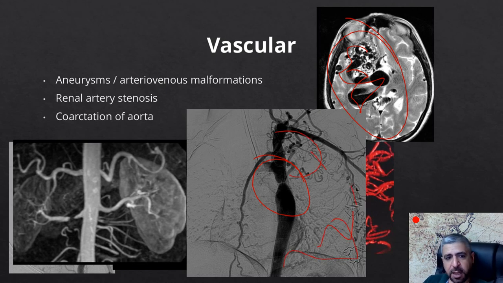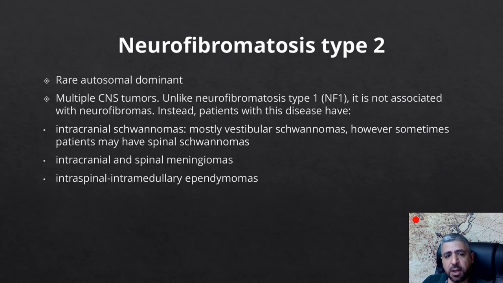multiple collateral circulation. Now, regarding neurofibromatosis type 2, thank God for us, it's much easier to understand or to memorize than neurofibromatosis type 1. It is a rare autosomal dominant disease. There are multiple CNS tumors. However, there are no neurofibromas. Multiple CNS tumors, it's not associated with the neurofibromas.